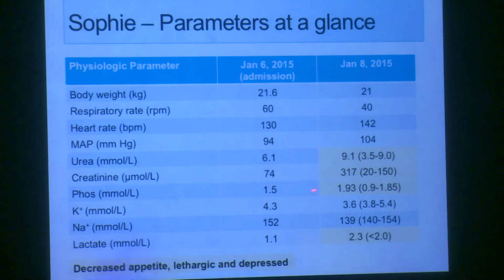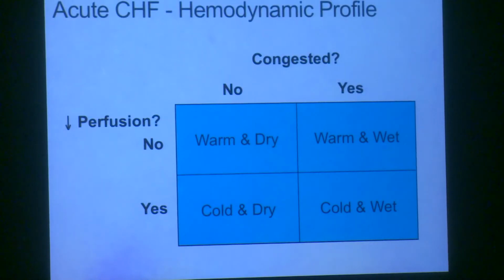So from 74 to 317 for her creatinine. Her phosphorus has also taken a jump up above normal. Her lactate has taken a huge jump up and above normal. She's got a decreased appetite. Now she's lethargic and depressed. So we really need to rethink this plan.